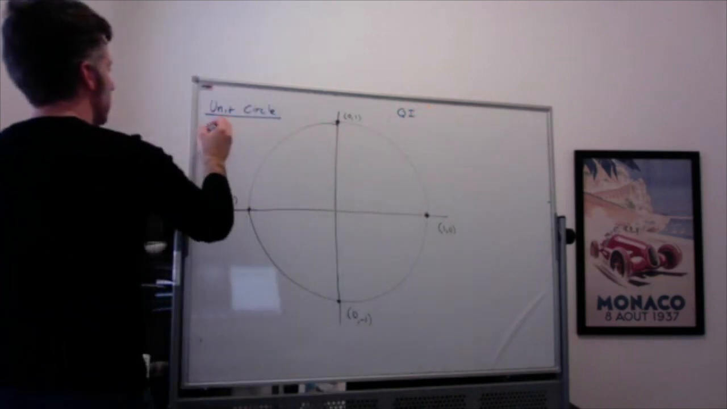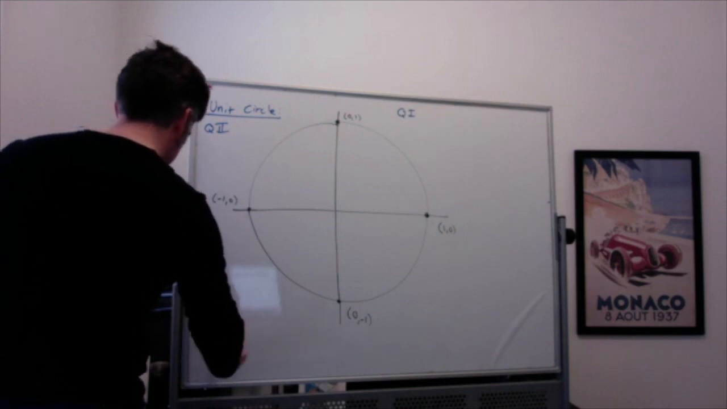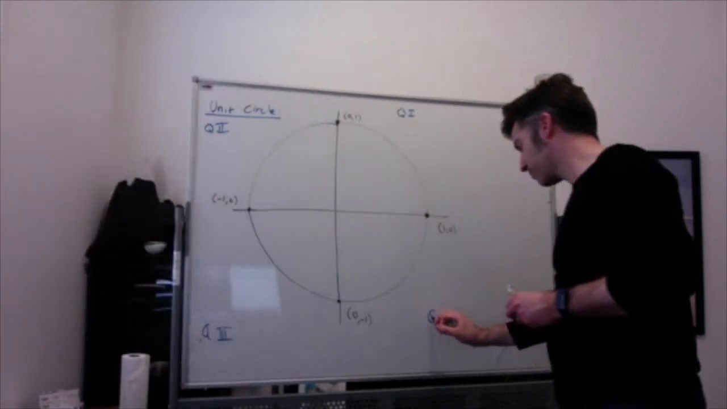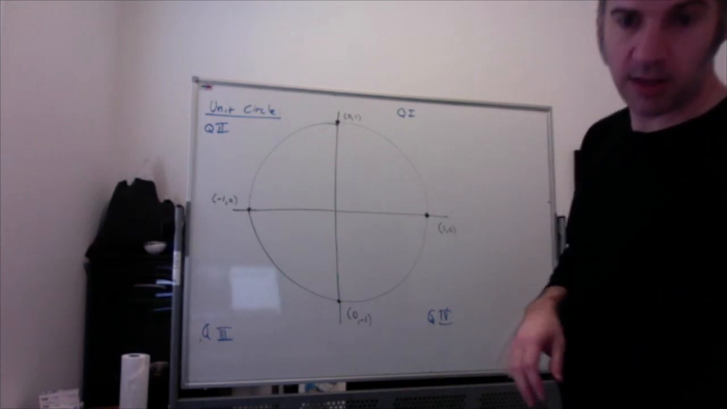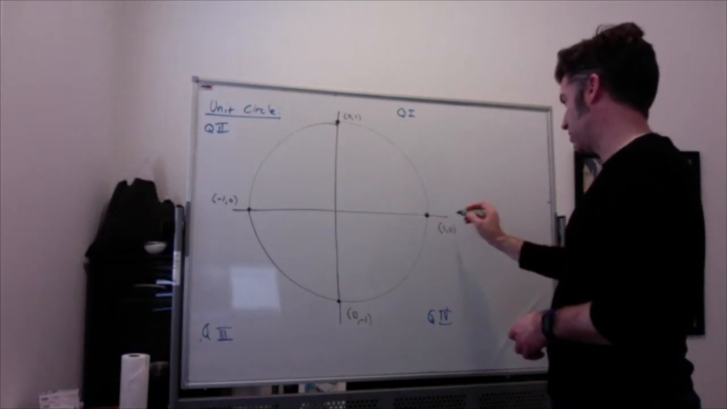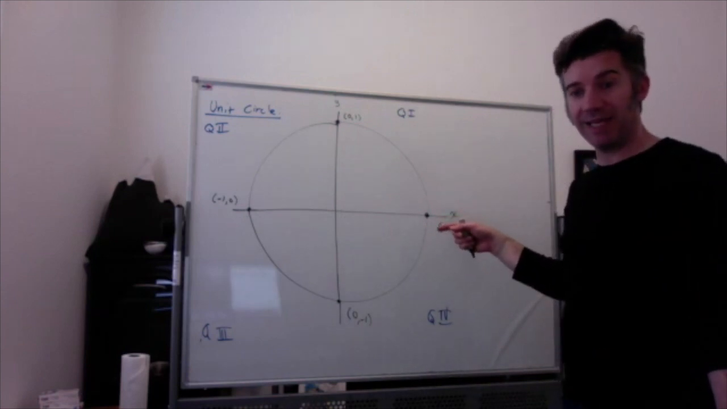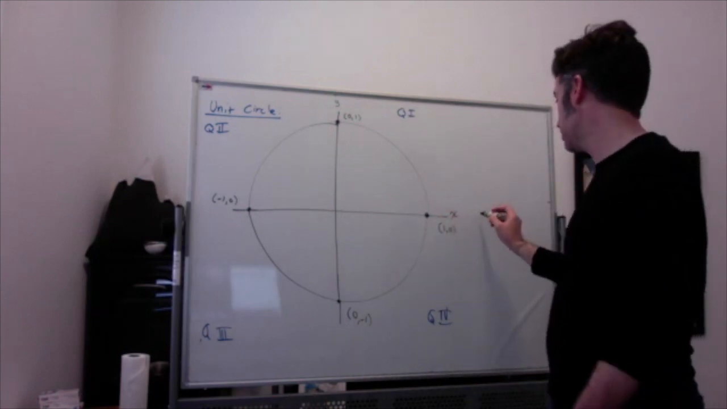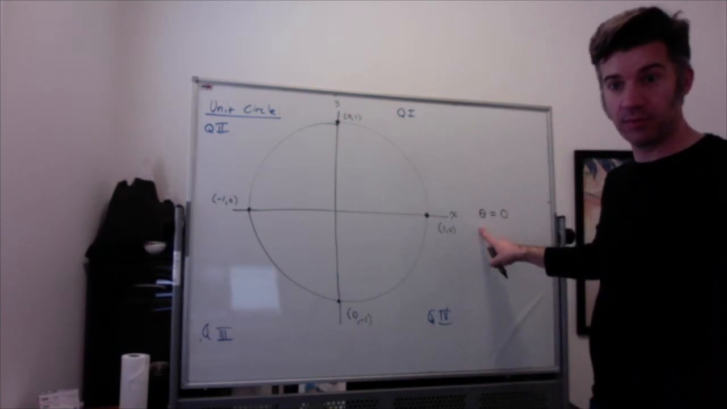Q1, Q2, Q3, and Q4. And we start always at, so right, this is the positive x-axis over here, right? This is x, this is y. The positive x-axis, the angle is 0. I'm using theta for my angle.